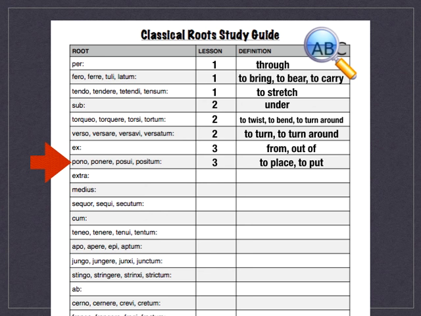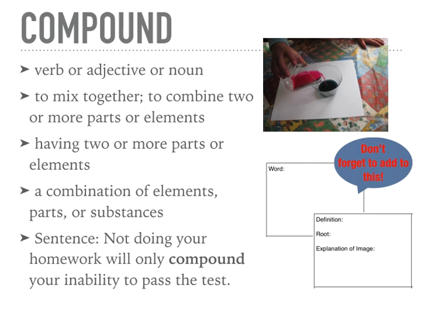The first one is compound. Compound is one of those words that can be used in many different ways. It can be used as a verb, adjective, or noun. Now, you only really have to write down one of these definitions, but make sure that you know that it can be used in many different formats.